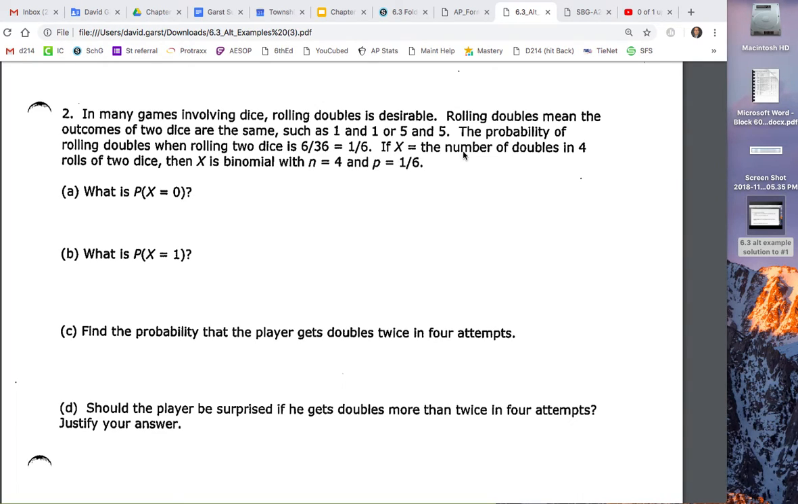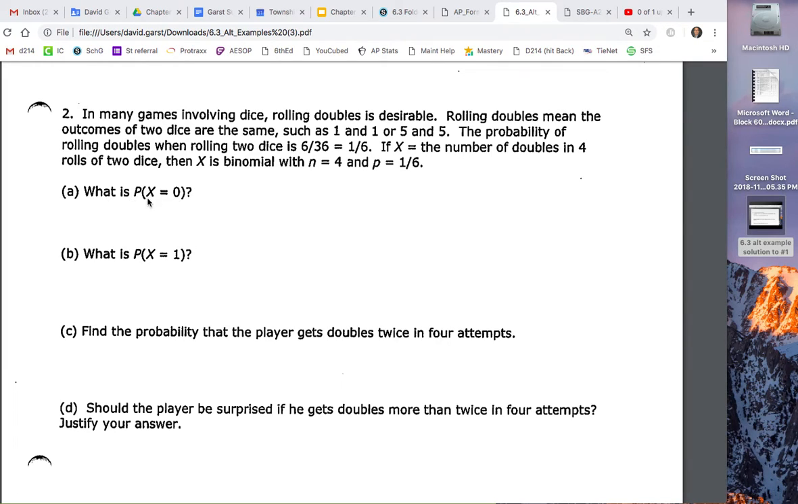If x represents the number of doubles in 4 rolls of two dice, then x is binomial, with the number of trials being 4, the probability of success on each trial being 1/6. We know that the rolls are independent of each other, and the probability of success stays the same at 1/6, as well as it being a binary situation. You either get doubles or you don't get doubles. So we're going to go over what this means here.